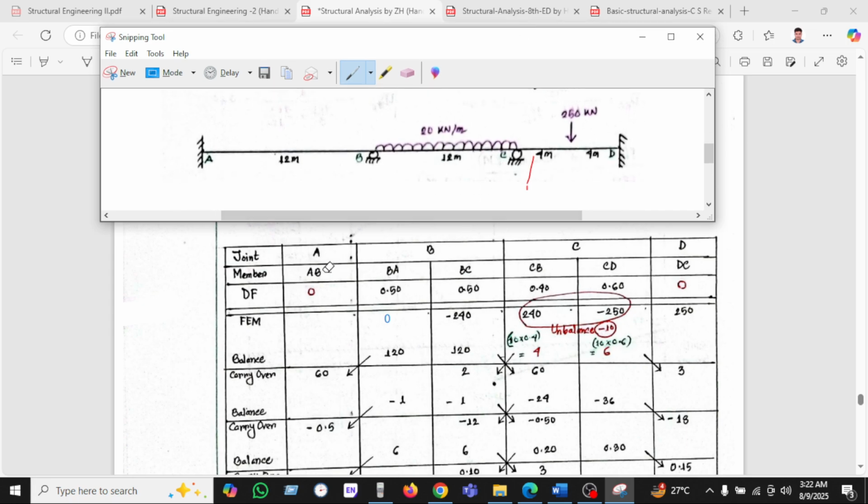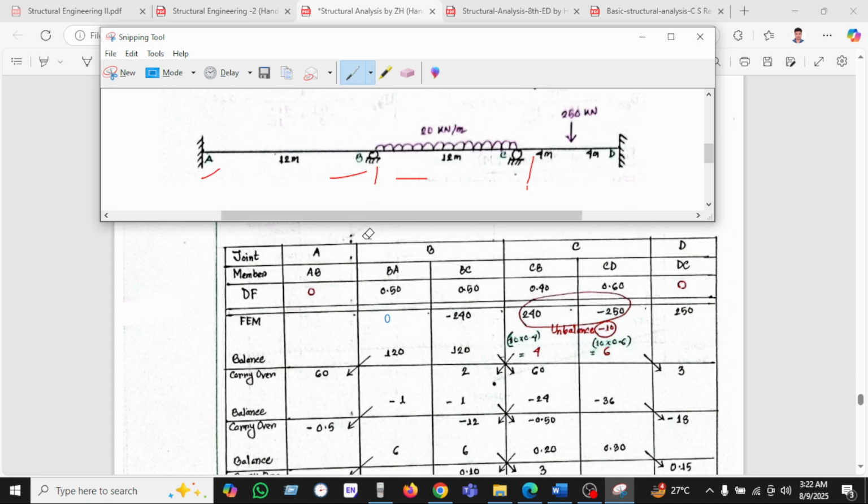So we've been seeing joint A. This is the joint A. AB is a member. This is the member AB. And joint B. This is the joint B. The members are BA and BC. So BA and BC, and this is the C. This is the C, with CB and CD, and the last one is D.